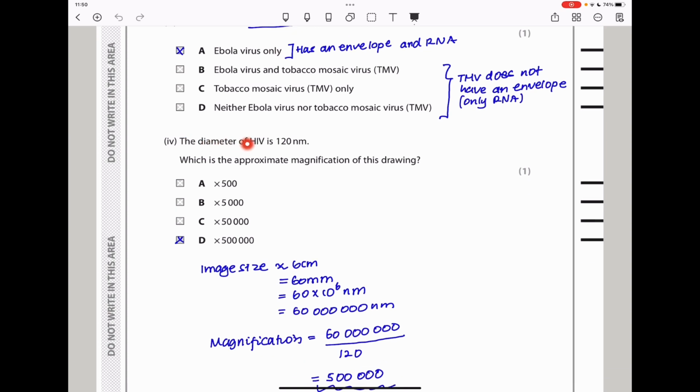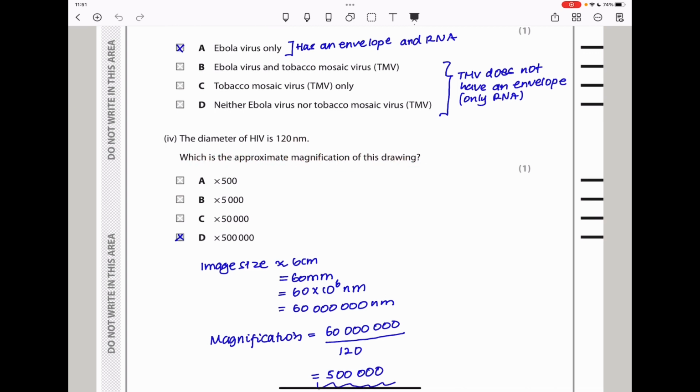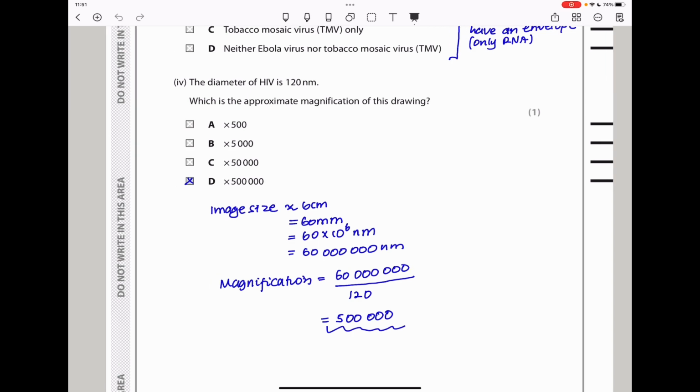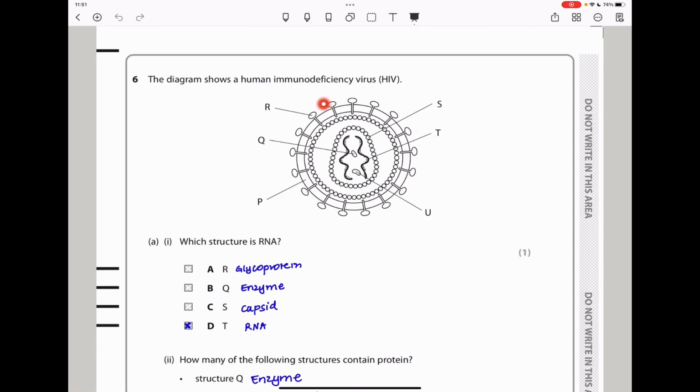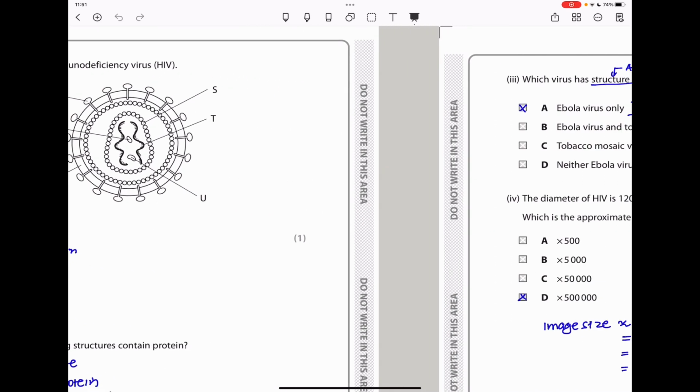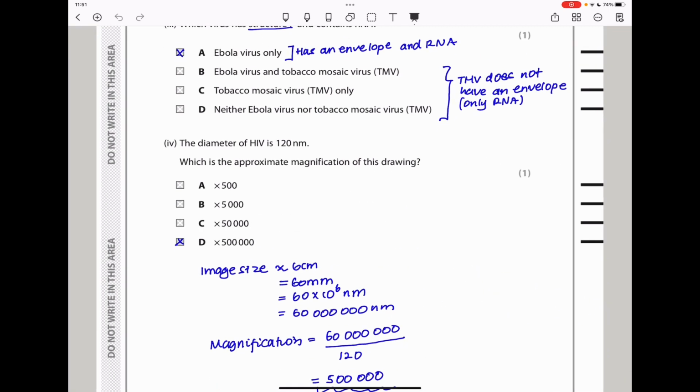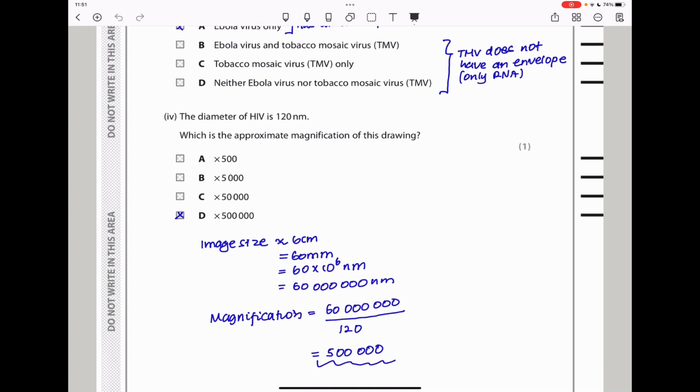Next, they say the diameter of HIV is 120 nanometers, which is the approximate magnification of this drawing. You have to use a ruler. Let me take you back. You have to use a ruler and find the diameter of this. And then after finding the diameter, you can calculate the magnification. From my assumption, the diameter was about 6 centimeters, which is about 16 millimeters. Converting millimeters to nanometers, you multiply by 10 power 6, which gives you 60 million nanometers.